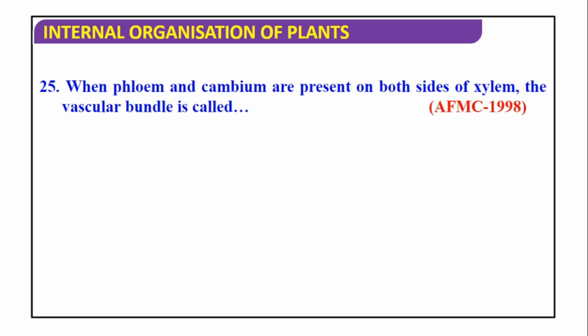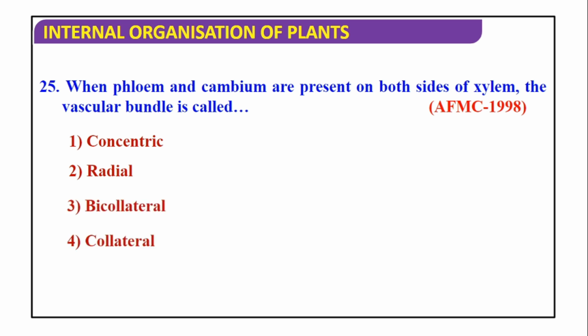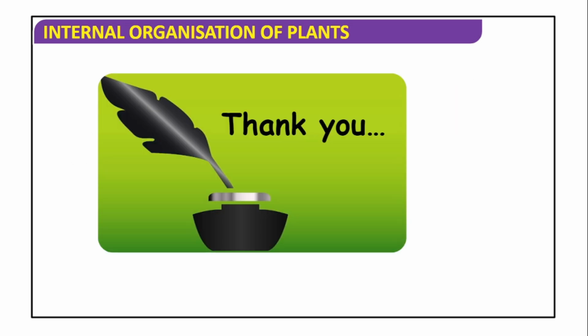The next question, when phloem and cambium are present on both sides of xylem, the vascular bundle is called concentric. Second, radial. Third, bicollateral, and fourth, collateral. The correct option is bicollateral.